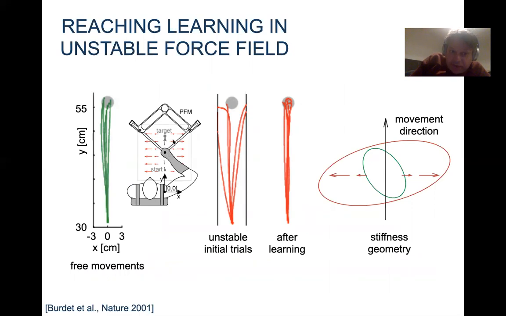When you introduce this diversion force field, then the movement diverges. You cannot converge to the target. That's a bit of a problem because you would like to, but you are not able to succeed in the task. However, when you repeat the movement about 60 or 100 trials, then you become able to reach the target like in the free condition.